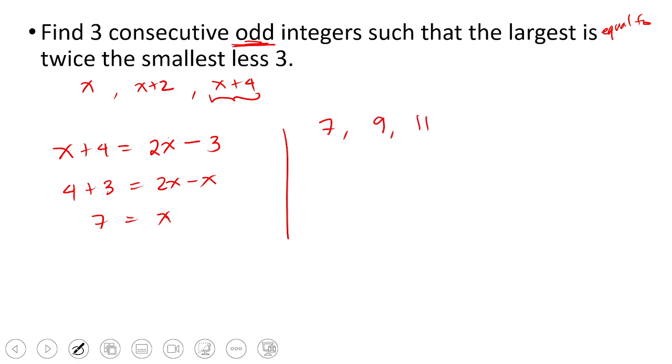Now let's check the condition. It says that the largest is equal to twice the smallest less 3. So 11 is equal to 2 times 7 minus 3. And 2 times 7, that's 14, minus 3 is equal to 11. So the condition matches.